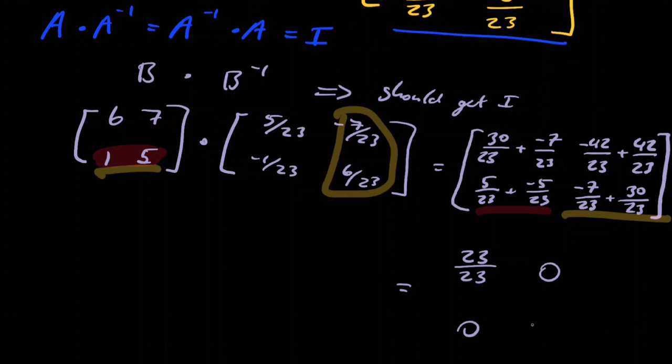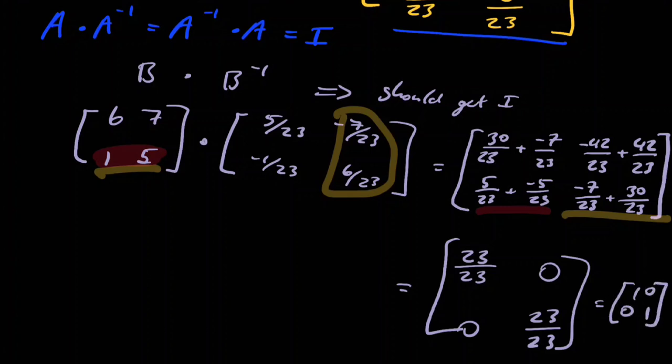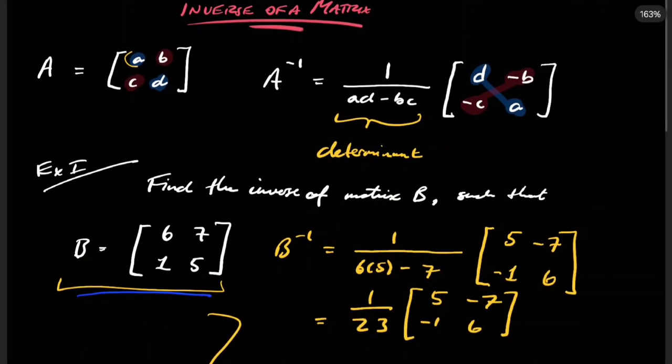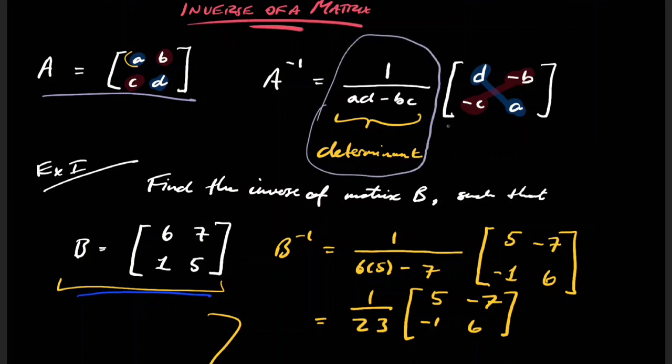And 23 over 23 again. This is the identity matrix, which is 1s across the diagonal and 0s in the rest of the spots. So, to bring it all back together, if we have a 2 by 2 matrix, we are able to discover its inverse should the determinant be defined, and you just have to find some kind of trick to remember which ones to switch.